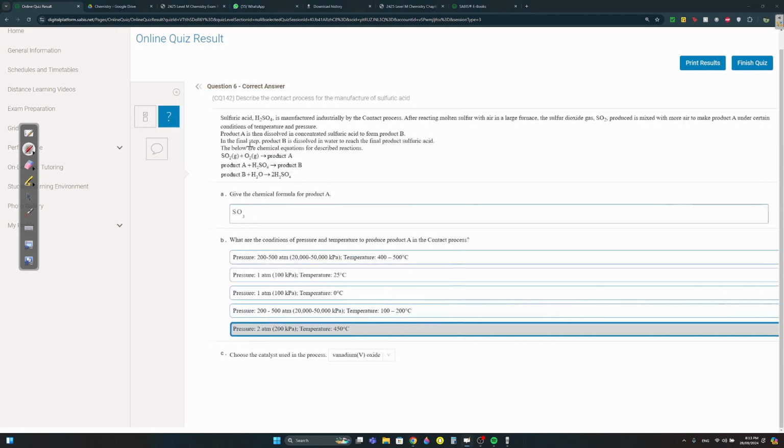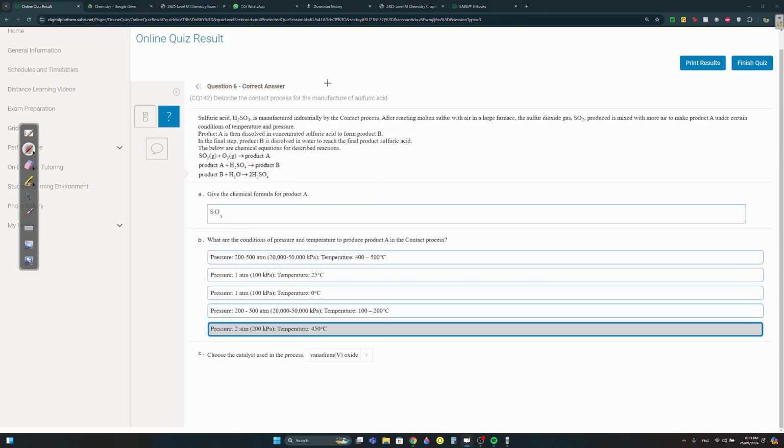Okay, question 6. Oh, finally a question I actually might know. Sulfuric acid, H2SO4. Nice. Okay, the contact process. After reacting molten sulfur with air in a large furnace, so when you burn sulfur with air, you get SO2, right? Easy. Then they mix SO2 with more air under certain pressure to form product A. Product A is then dissolved in sulfuric acid to form product B. In the final step, product B is dissolved in water to reach the final product, sulfuric acid.